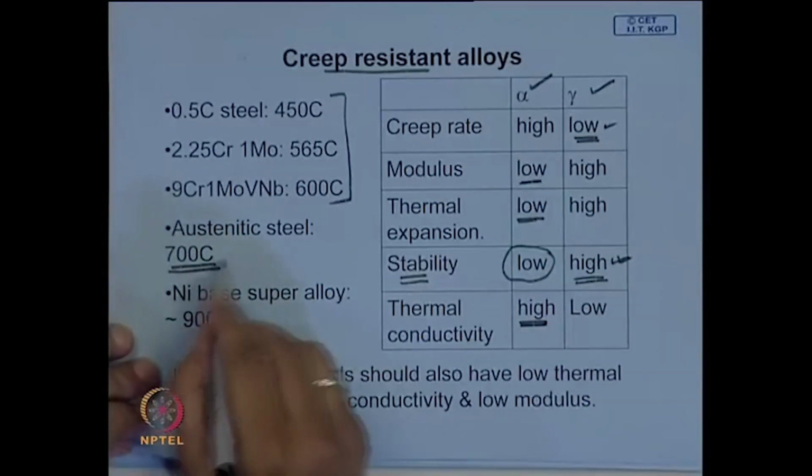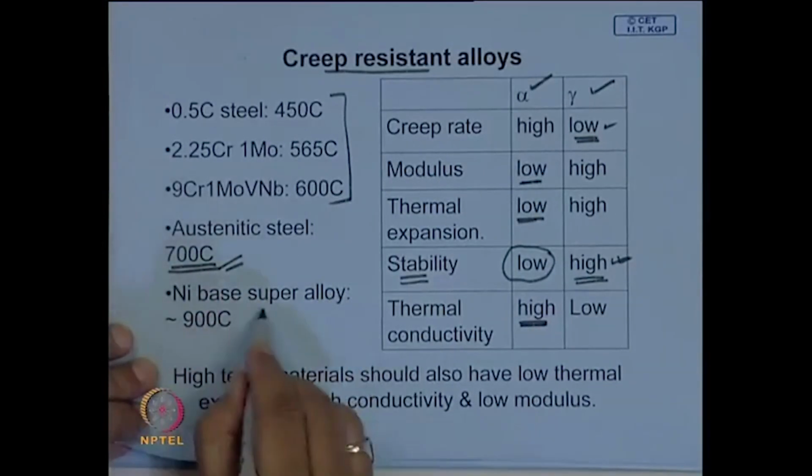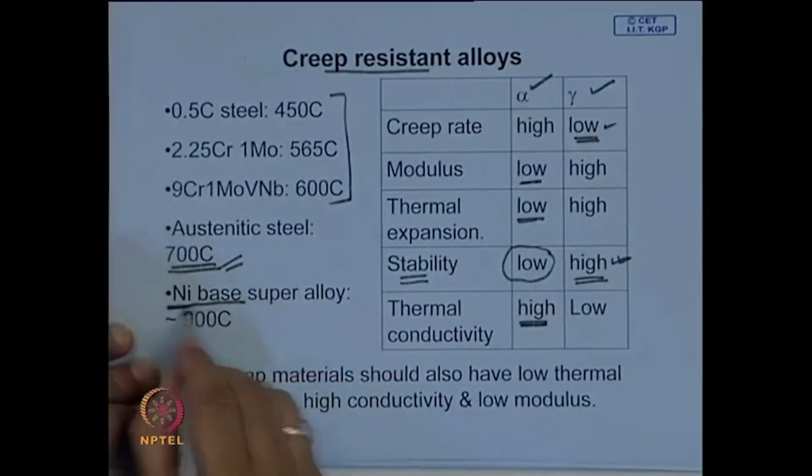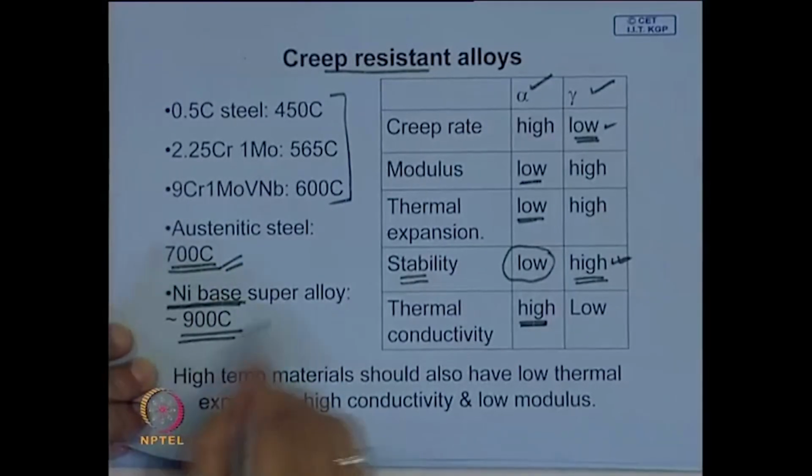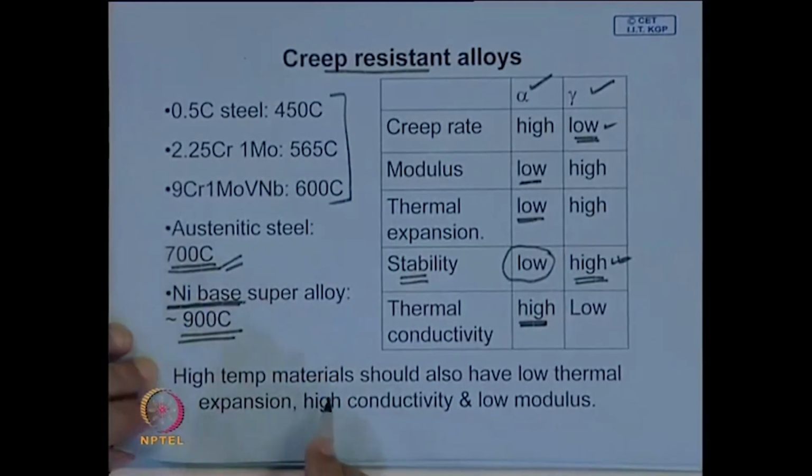And if you go to even higher temperature, then obviously you have to use even better material, and nickel based superalloy is another common high temperature creep resistant material.